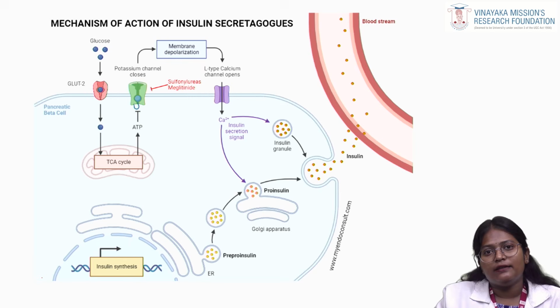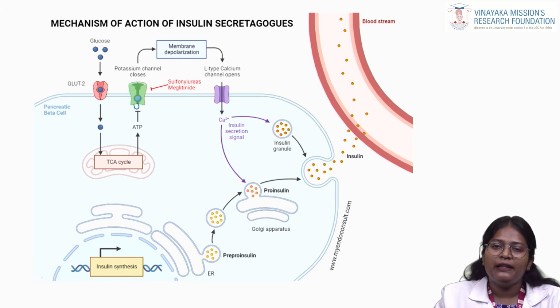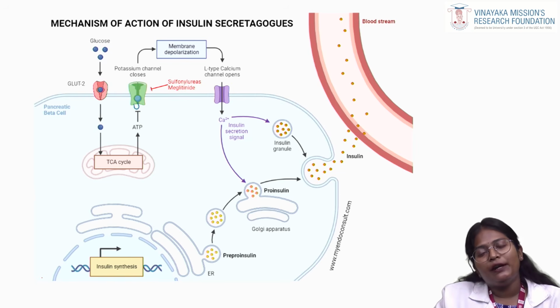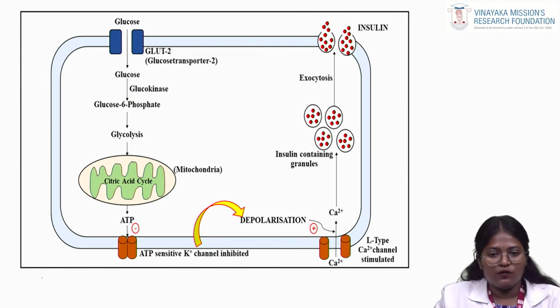Once the insulin is released, it will be entering the bloodstream, and after entering the bloodstream, it will be going to the GLUT4 transporter. It will be stimulating the heart muscles, skeletal muscles, fat, adipose tissues to take up the glucose and use it efficiently for energy production. This is also the same one.